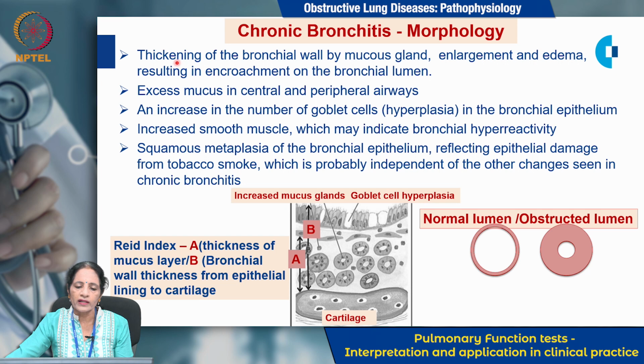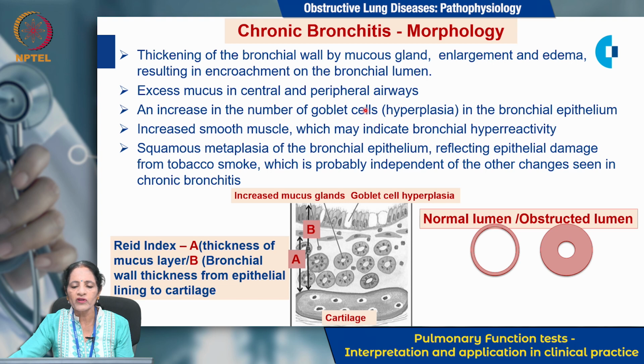In chronic bronchitis, there is thickening of the bronchial wall by mucus gland enlargement and edema resulting in encroachment on the bronchial lumen. This is very important. There is increased mucus gland enlargement and edema resulting in encroachment on the bronchial lumen. So, there is narrowing of the lumen. Excess mucus because of the increased mucus glands in the central and the peripheral airways is another important pathology.